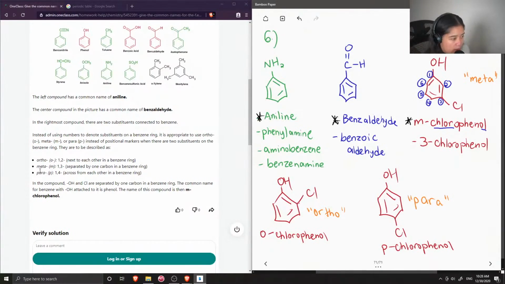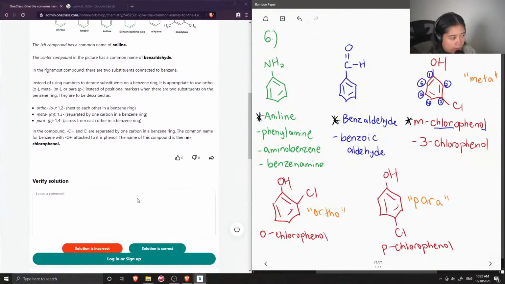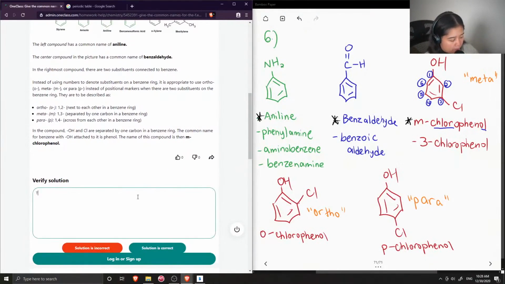Okay, so then the junior tutor said 1, 2 next to each other, 1, 3 separated by 1 carbon, and then 1, 4 across from each other in a benzene ring. And the compound OH and chlorine are separated by 1 carbon in a benzene ring. So the common name for benzene with OH attached to it is phenol, and the name of this compound is then M-chlorophenol. Okay, so this solution is correct.